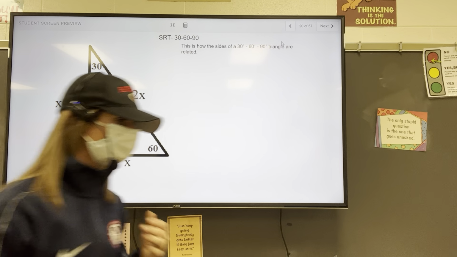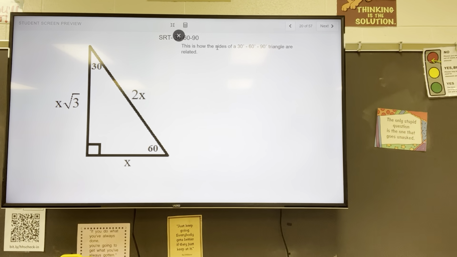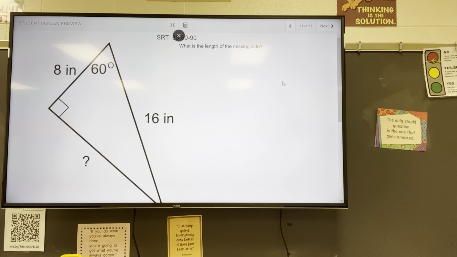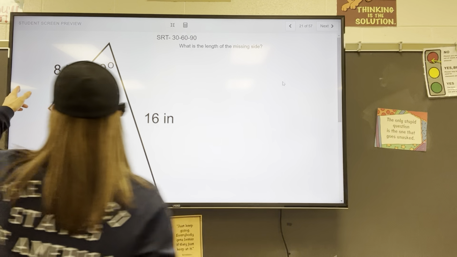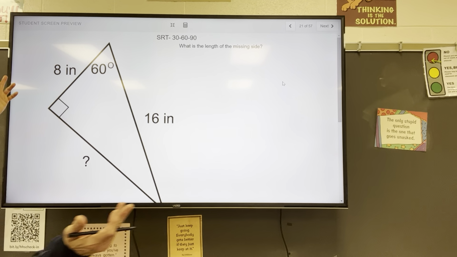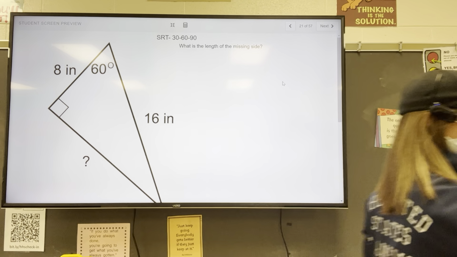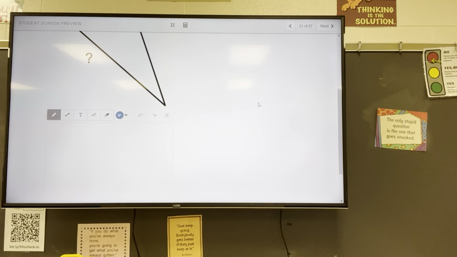So that's what we're going to do. We're just going to take that 8 and multiply it by square root of 3. Done. What is the length of the missing side? 8 root 3. Is there a place to write it? All right, I'll just write it down here. 8 root 3. No work.